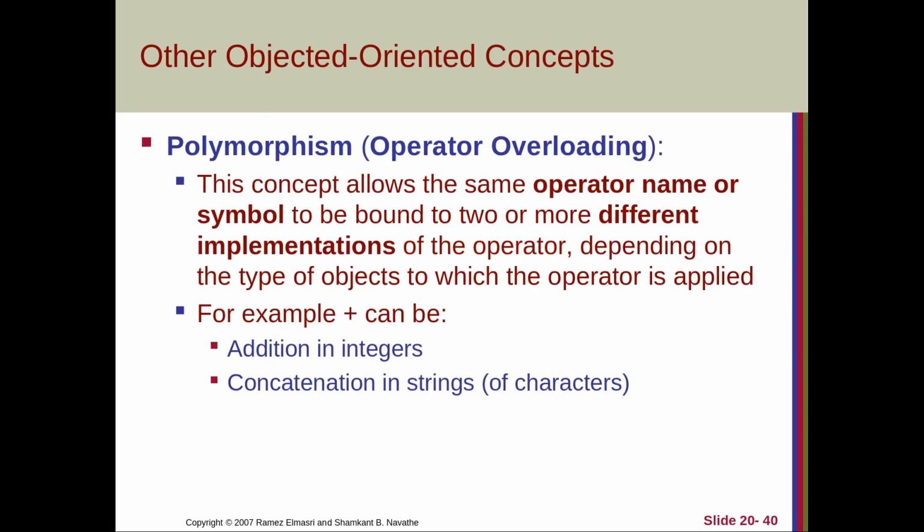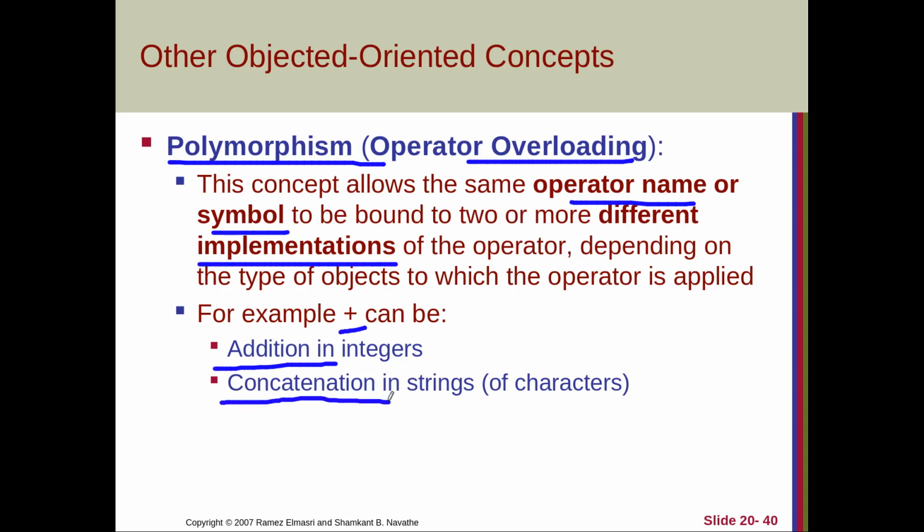Now another concept related to object-oriented databases is polymorphism, one of the major ones, which is also called operator overloading or operation overloading. It allows the same operator name or symbol with different implementations. You are familiar with polymorphism. For example, a plus operator can be used for addition of integers, and in a different situation it can be used for concatenation of two strings. Similarly, in object-oriented databases we can have polymorphism, which supports the same operator name with different implementations or different meanings.